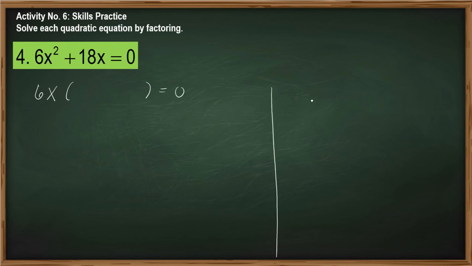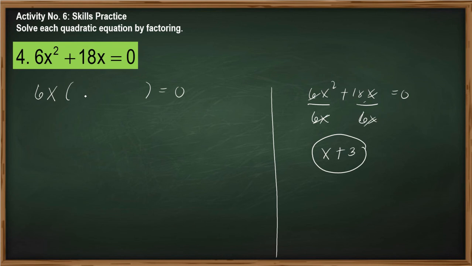So, let's make use of the working area. 6x squared plus 18x equals 0. I-divide natin sa common factor na 6x. So, 6x squared divided by 6x is equal to x. 18 divided by 6 is equal to 3. X divided by x equals 1. So, we have x raised to 0 which is equal to 1. So, ito na lang ang ating factor. We have x plus 3 here.